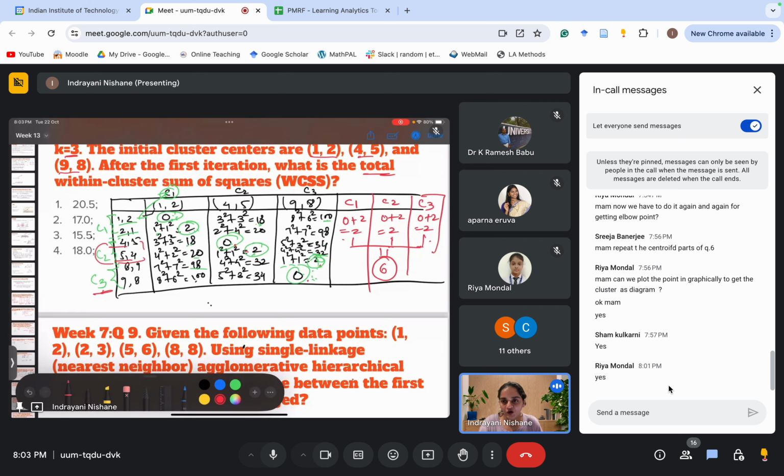6 is not part of the options. I think there must be some typo or some error in this question, but this is the final answer.